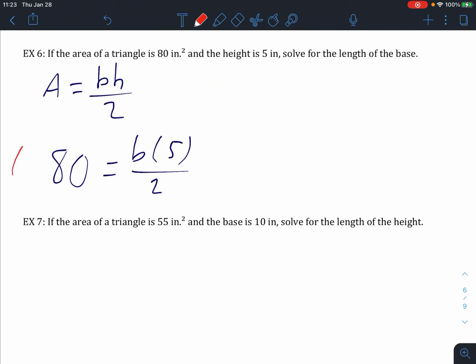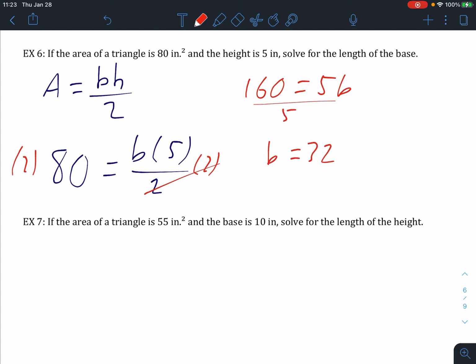So we're going to solve for b. I'm going to start here by multiplying both sides by 2 to get rid of the 2 over here. I'm left with 160 equals 5b. And then dividing both sides by 5, I get b is equal to 32. Units are back, okay, because it's just base, it's just the length of a side, it's just one dimensional, so this is 32 inches.